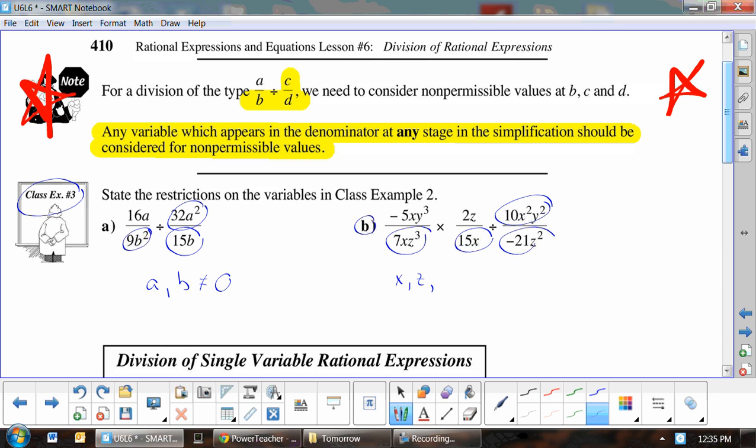I'm pretty sure there's one in the homework. Okay, so here we get x, y, and z all do not equal 0.